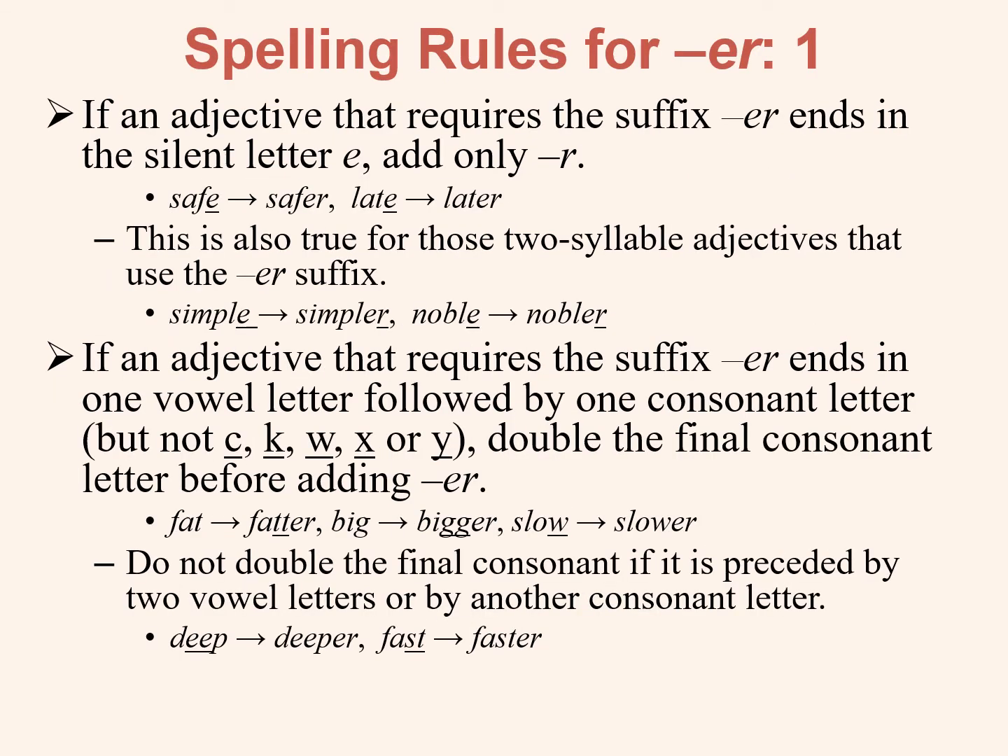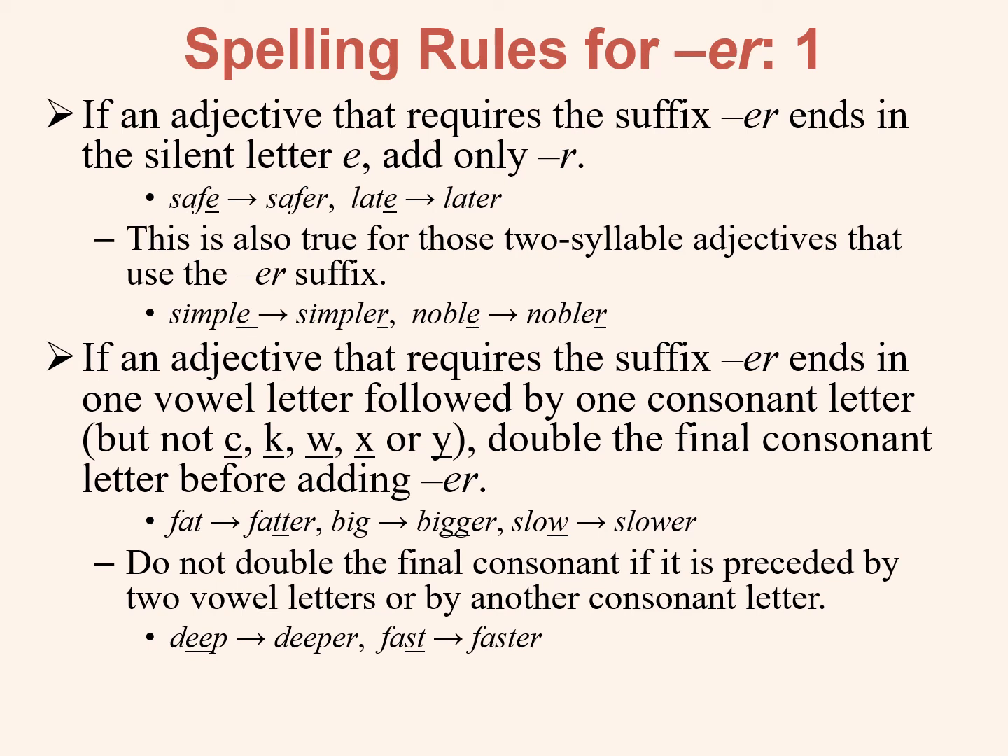When writing the comparative form of adjectives, there are some spelling rules that need to be followed. If an adjective that requires the suffix -er ends in a silent letter e, then before adding the -er, we only add the r. We don't add another e. So for example, safe, S-A-F-E, safer, S-A-F-E-R, late, L-A-T-E, later, L-A-T-E-R. So if it has a silent E, an E that is not pronounced, we simply add the R.